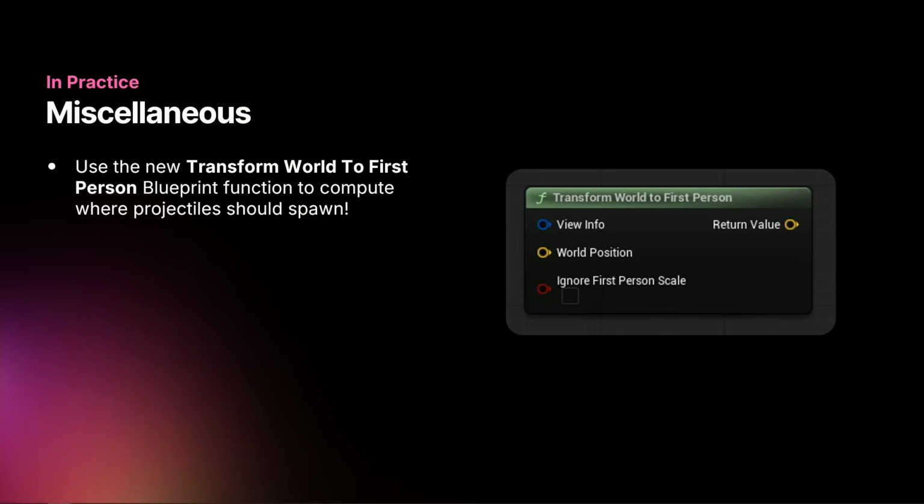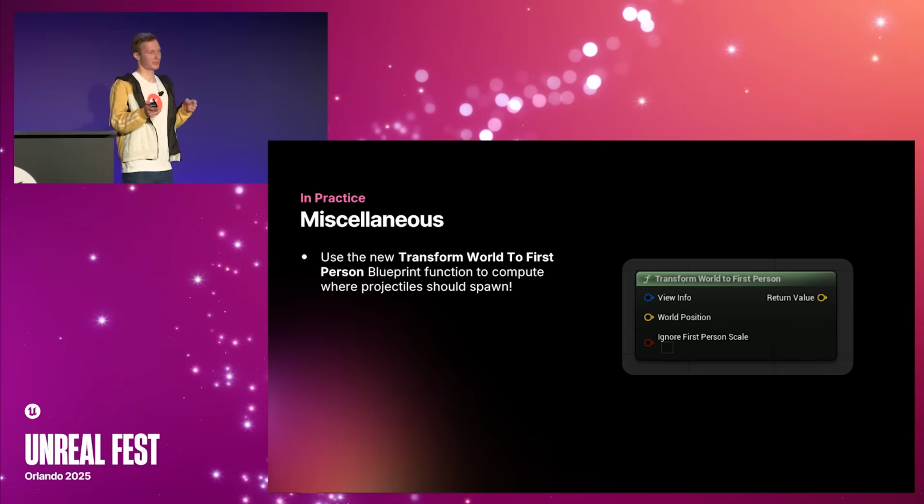Okay. Also, I would like to call attention to this single new blueprint function that we've added. It's called transform world to first person. You pass in a world space position and it tells you where it would end up on screen, or in first person space, if it's rendered with first person. And that is particularly useful if you want to spawn actual projectiles. So normally your gameplay code would maybe spawn the projectile at the tip of the gun, where it thinks the tip of the gun would be anyways.